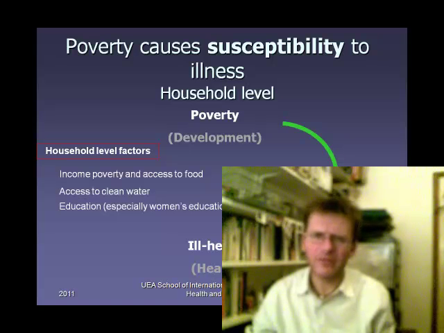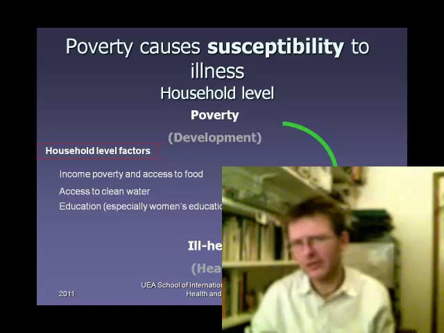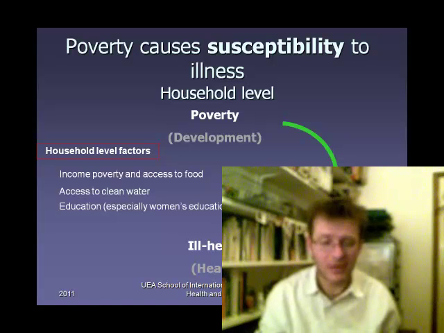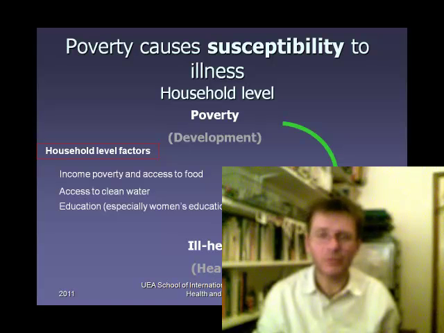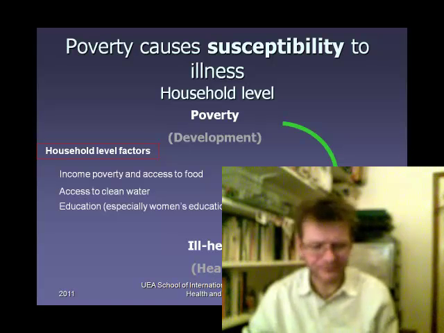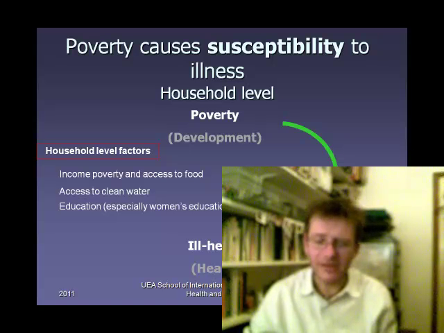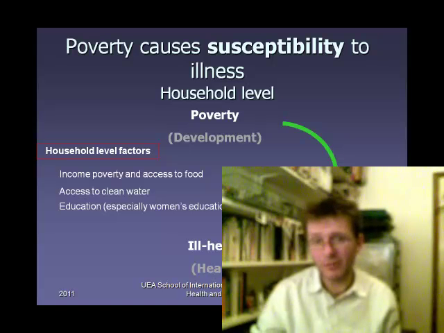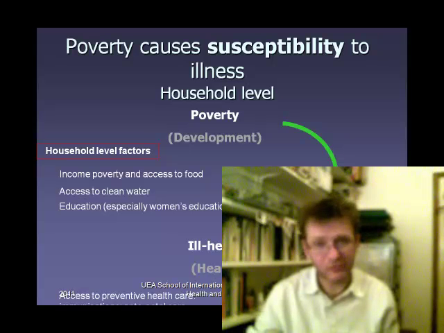Education is also a very important factor in people's susceptibility to illness. It's another aspect or dimension of poverty, and low education can mean people are more susceptible to illness because they don't understand necessarily what causes illness. And so they may not take precautions to prevent illness. Women's education in particular is important because that influences how young children are brought up, how they're fed, how they're looked after, and whether they're taken for treatment when they're ill.